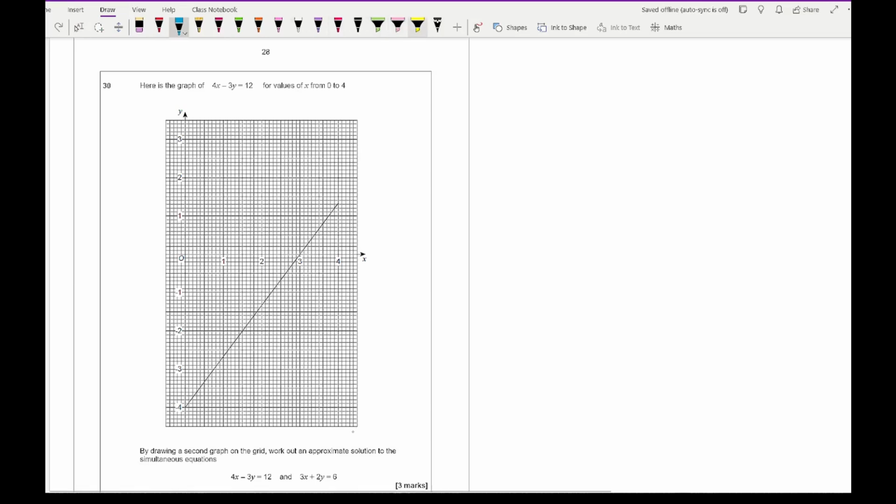So the equation has already been drawn of 4x minus 3x. So that one's done. So what I need to do is plot 3x plus 2y equals 6. Now to do this, all we need is 2 points. So just guess two nice small values.